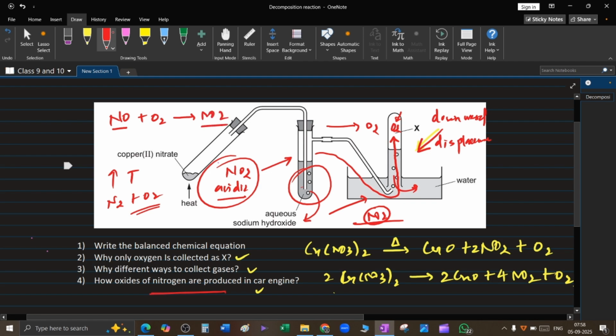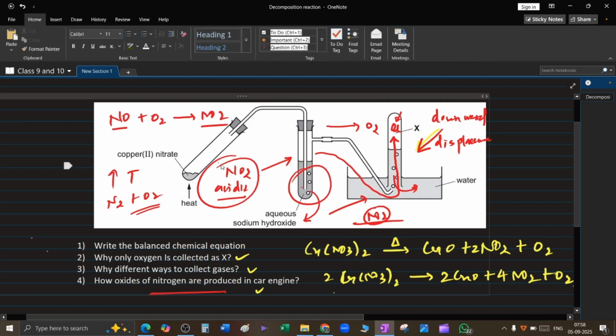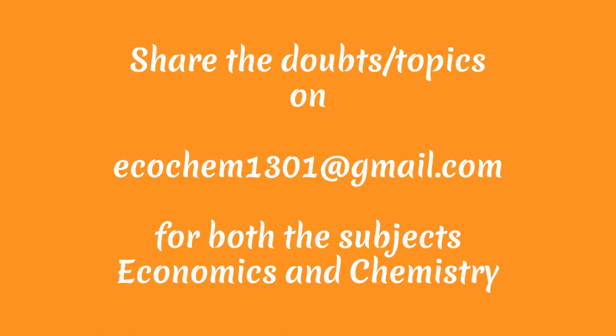So the second, third and fourth questions are a bit new. Otherwise, balancing the chemical equation of decomposition of copper nitrate is similar to the decomposition of lead nitrate. You can share such questions on Gmail and you can get the answer for this, as well as for economics and chemistry. Thank you.